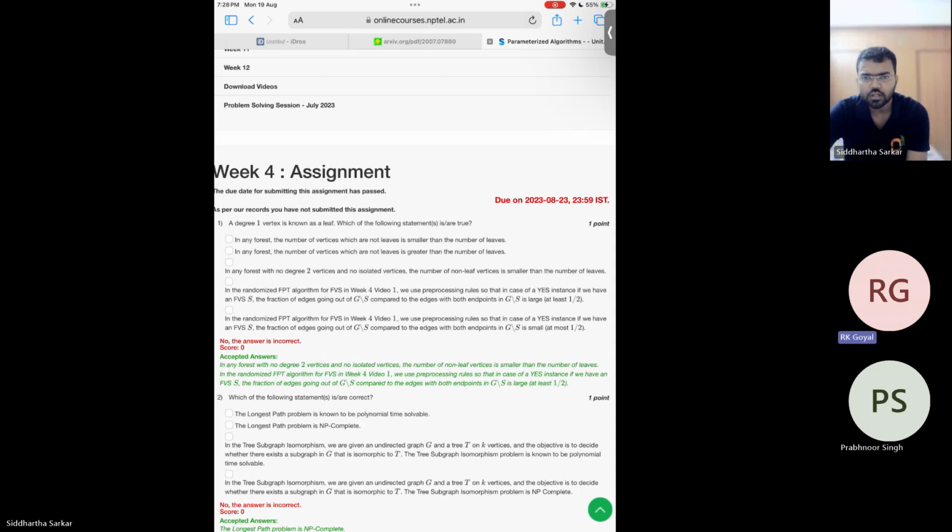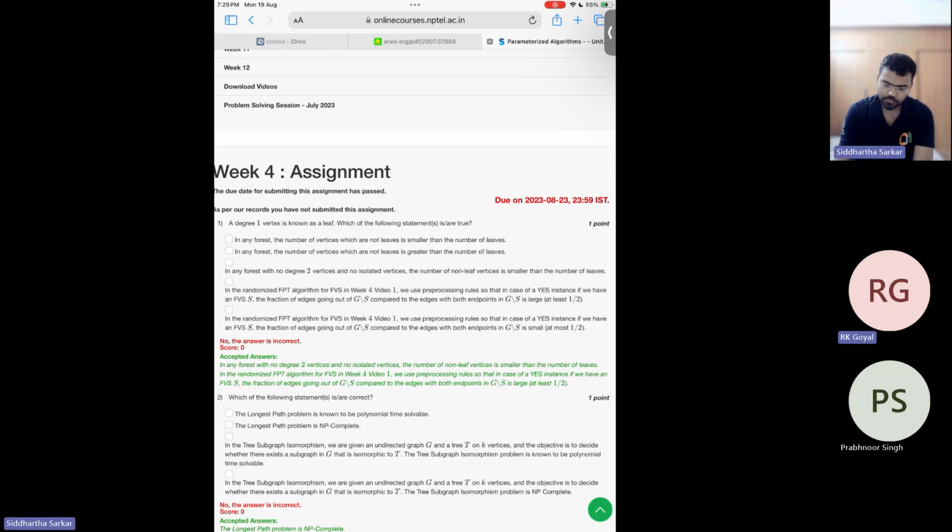Which of the following statements are correct? Number one, the longest path problem is known to be polynomial time solvable. That is not correct. The shortest path is solvable in polynomial time, but the longest path problem is considered to be NP complete.